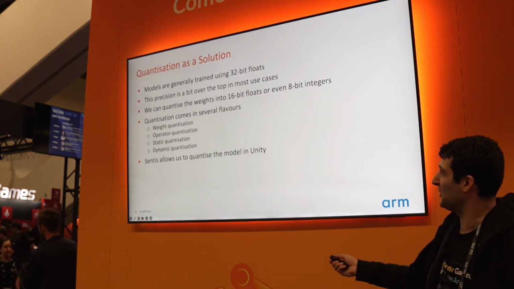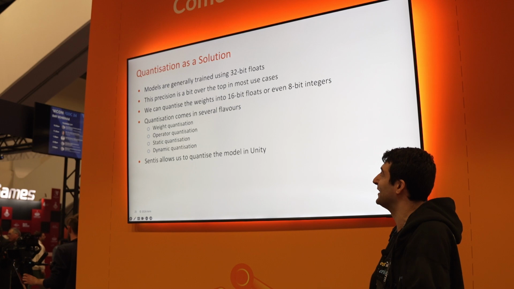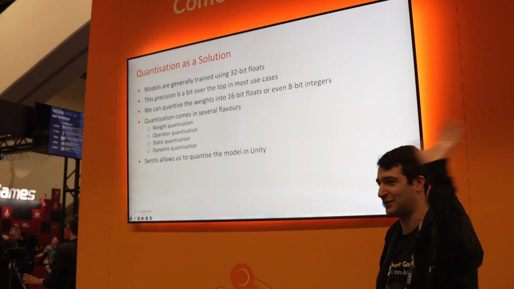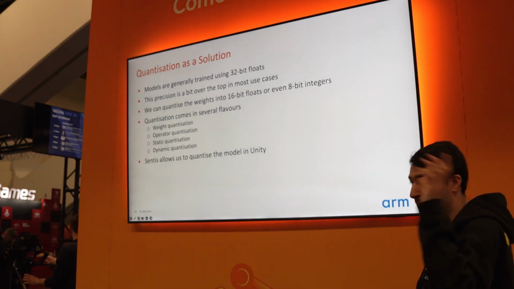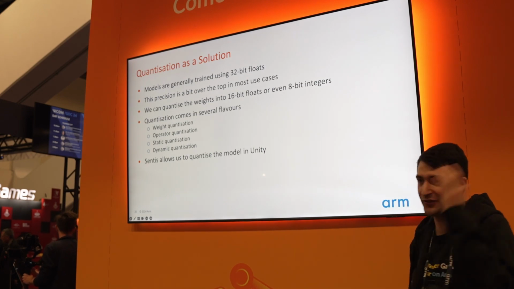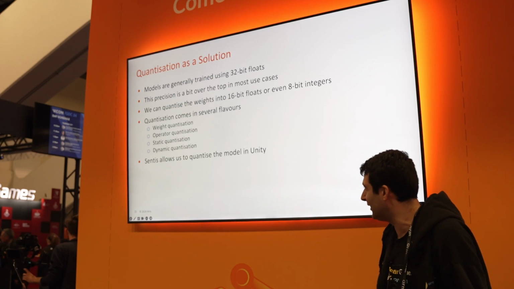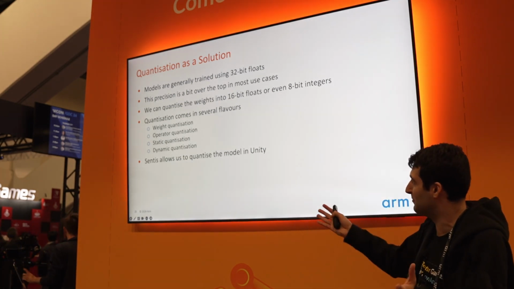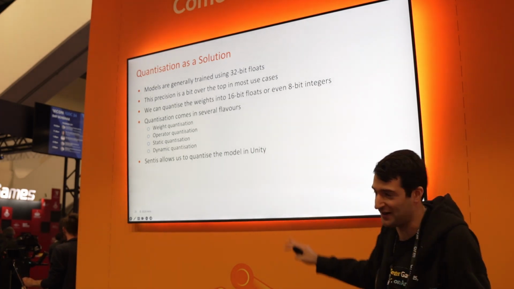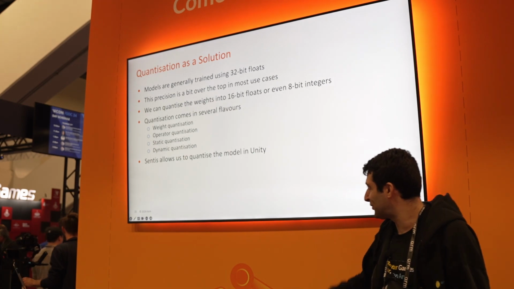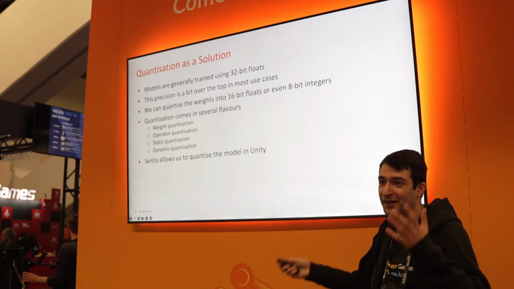So quantization is a very good solution for this. Models are trained and provided in 32-bit floats, and this precision is kind of over the top. We can quantize these down much smaller, 16-bit floats, half the size there, 8-bit integers, quarter of the size. Very helpful. The way you do it comes in several different flavors. I have a talk later where I can go into that in more detail. And with Sentis, what we've been working on is to make sure that you can quantize those models and run them in Unity.